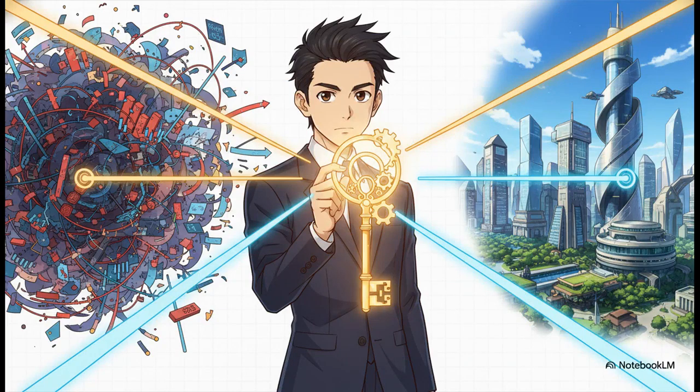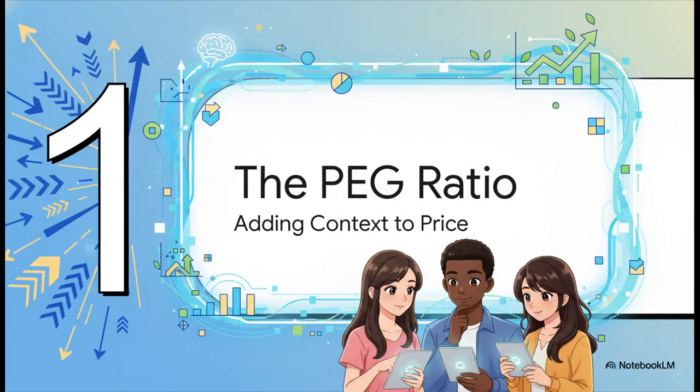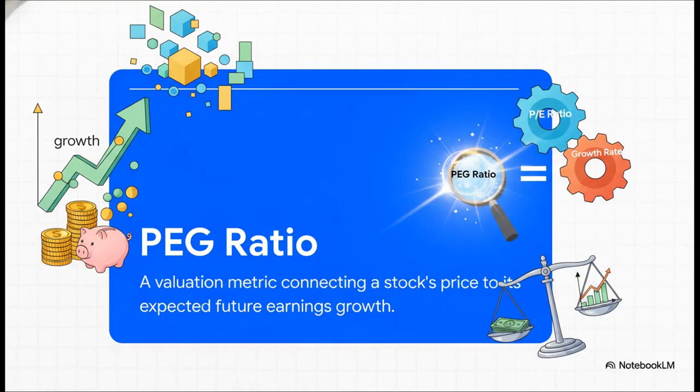But what if I told you there's a way to add that missing piece of the puzzle? A way to connect a company's price to its real-world performance with just one simple number. And that number is the PEG ratio. It is a fantastic little tool that helps us understand if we're actually paying a fair price for a company's future growth. So what is it?